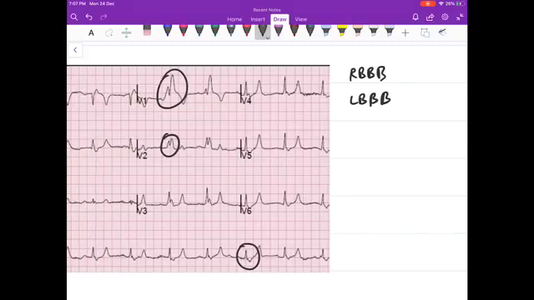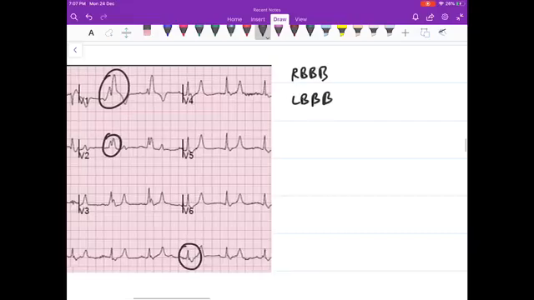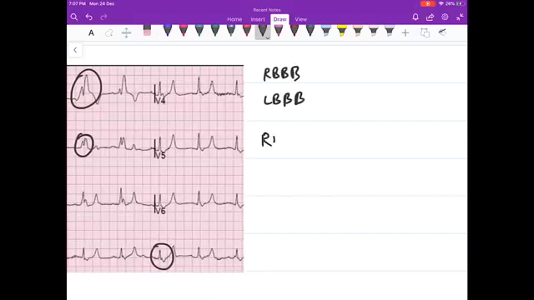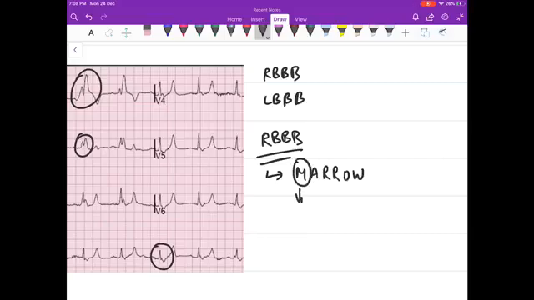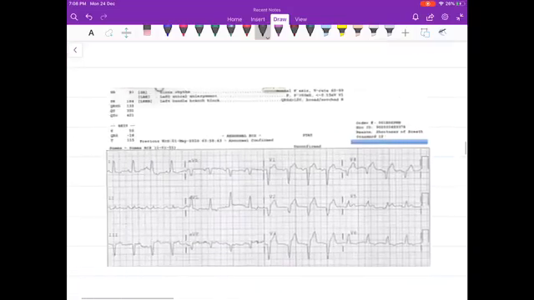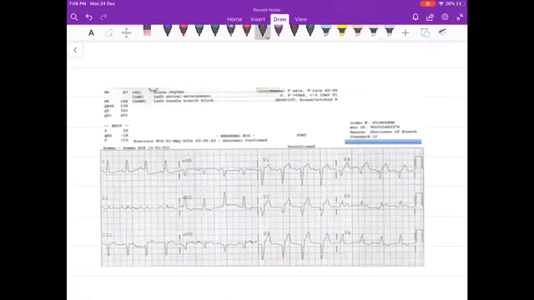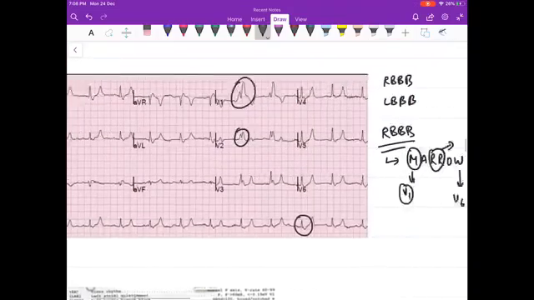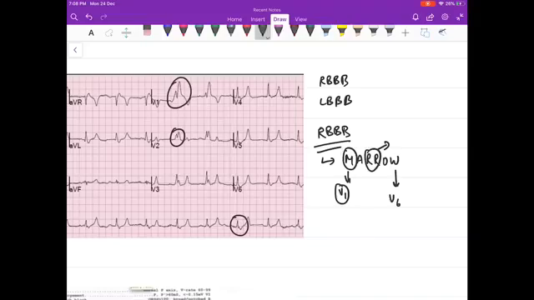Okay friends, so here we see this is a characteristic right bundle branch block. Why friends? Because you can remember it with the mnemonic MARROW, where M stands for M pattern in V1 and W stands for W pattern in V6 and R for right bundle branch block. So this is the right bundle branch block.